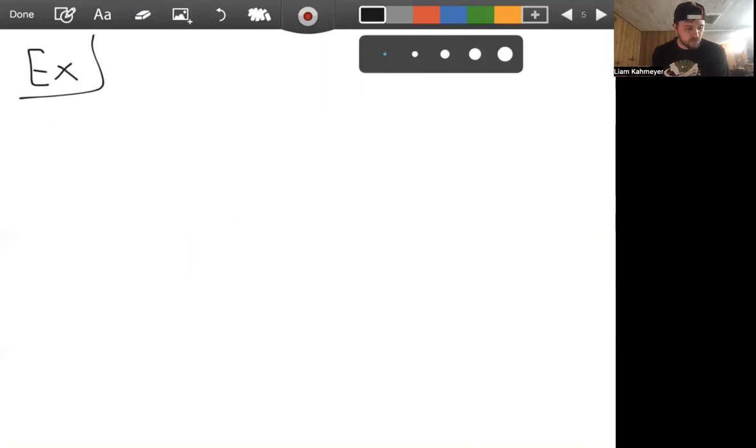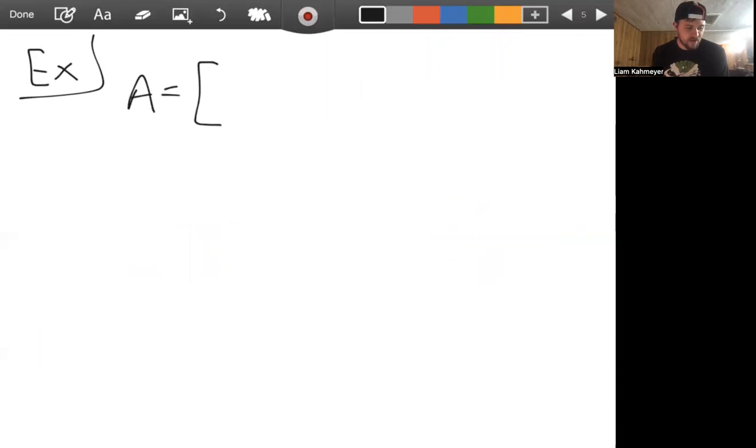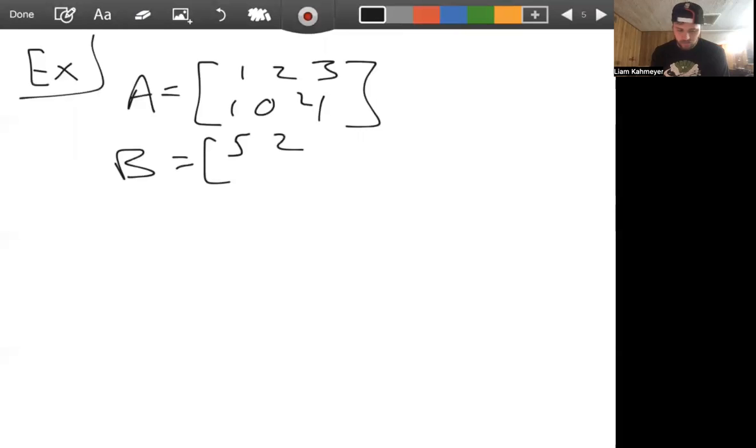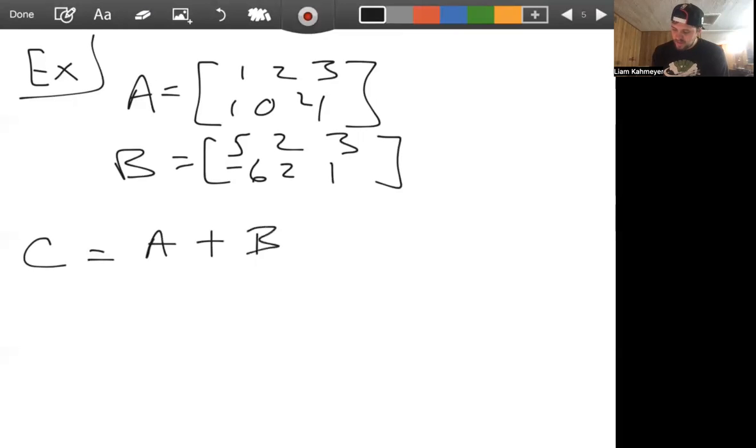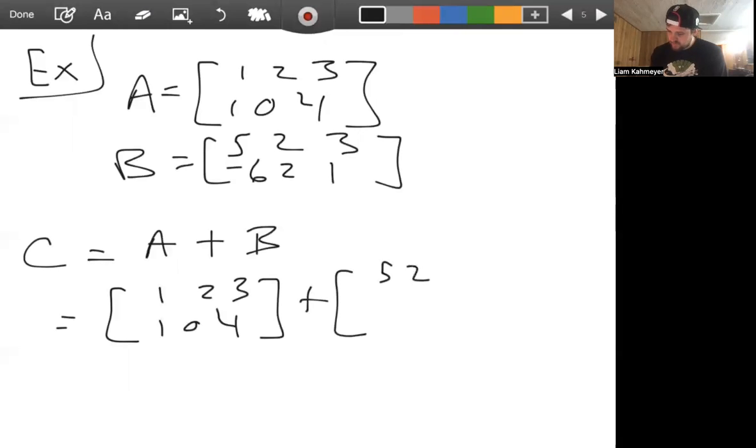Let's look at two 2 by 3 matrices. So we have the 2 by 3 matrix A, which will be 1, 2, 3, 1, 0, 4. And then we have B. This will be the next matrix, 5, 2, 3, and then negative 6, 2, 1. Well, if we define C to be A plus B, then this is going to be 1, 2, 3, 1, 0, 4 plus 5, 2, 3, negative 6, 2, 1.